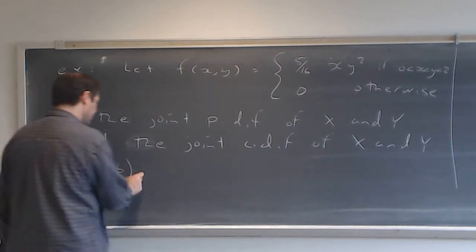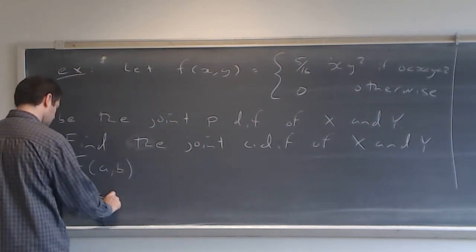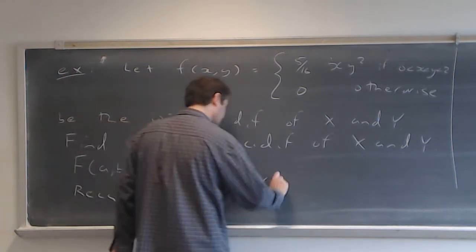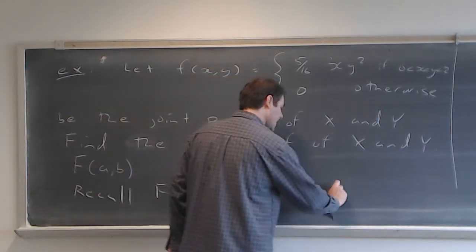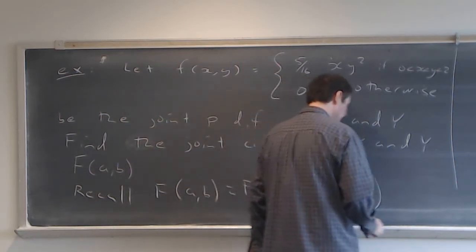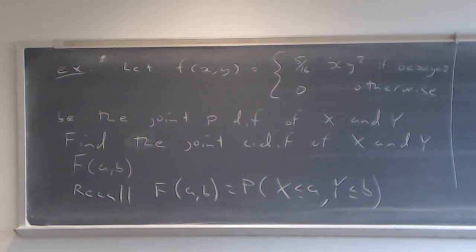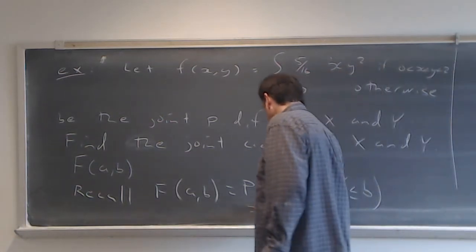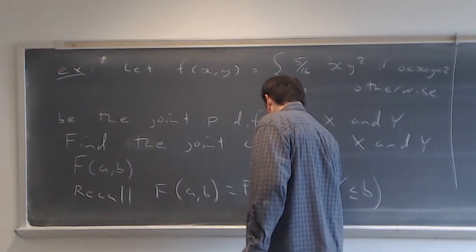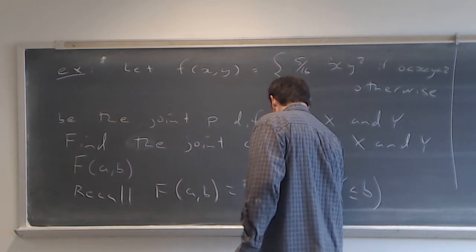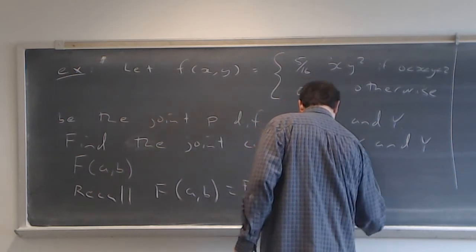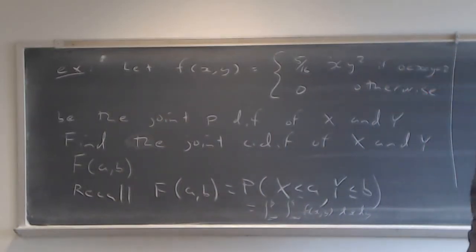So again, if we remember, F of a, b is equal to the probability that x is less than or equal to a and y is less than or equal to b. And that's equal to, let me write this underneath, the integral from minus infinity to b, minus infinity to a, of little f of x comma y dx dy. That's what we have for the continuous case.